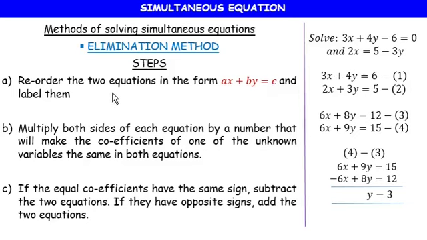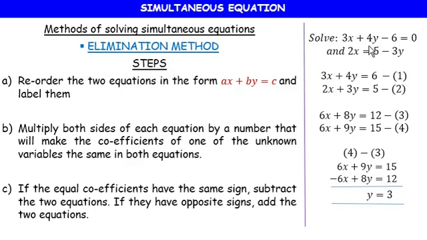What this is saying is that when you are given the two equations, you should not just start with them as they have been arranged. You have to reorder them in a particular format, and the format is ax plus by is equal to c. The x and the y are your two unknown variables. The a is simply the coefficient of x, and b is simply the coefficient of y.